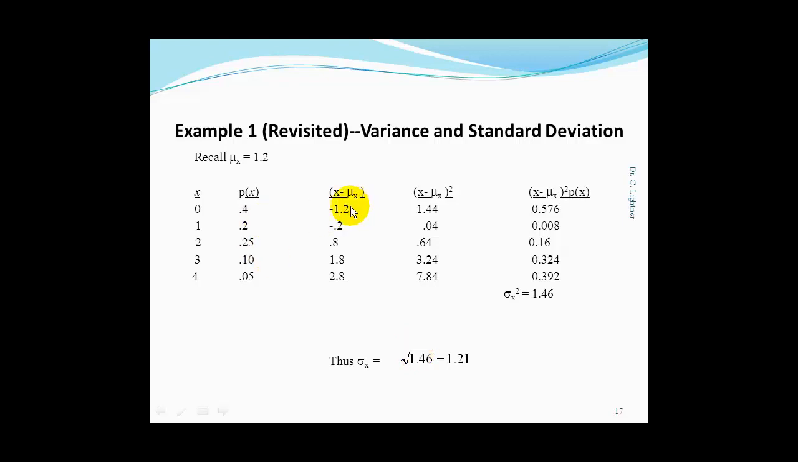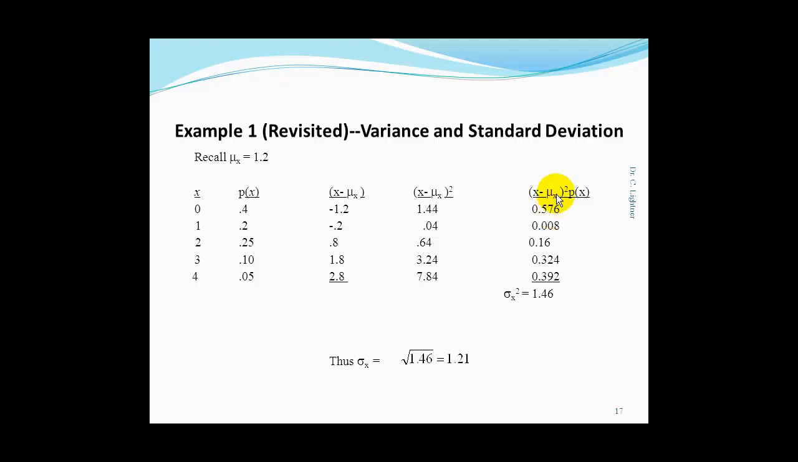Notice in this third column, for each value of x, we took the difference between x, which in this case is 0, and the mean value of x. And for this first case, that difference was negative 1.2. We completed this column by taking those differences. In the next column, we squared the difference and recorded the value. 1.44 was equal to negative 1.2 quantity squared. In the last column, we took the squared difference and multiplied it times the probability of that random variable occurring. So 1.44 times 0.4, and we recorded the value here.